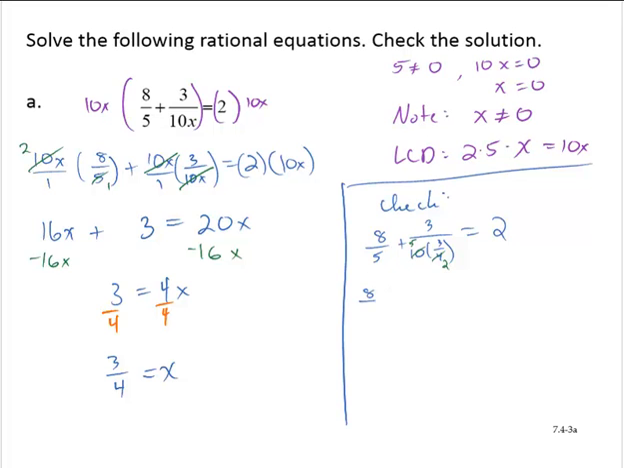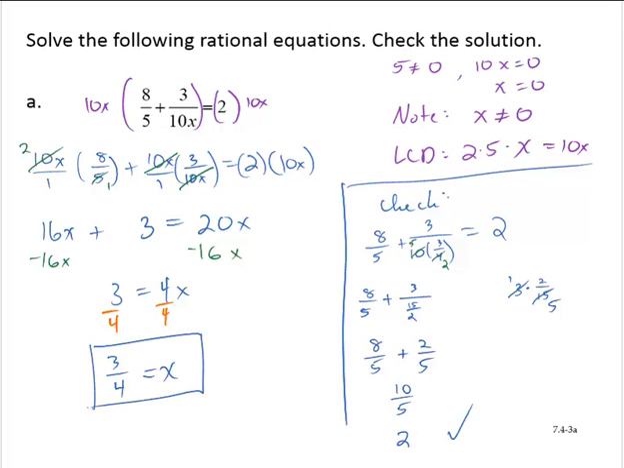So that's 8/5 plus 3 over 15/2. Now 3 divided by 15/2 is 3 times 2/15. Reducing between the 3 and the 15, leaving a 1 and a 5, I get 8/5 plus 2/5, which is 10/5, which is 2. And so x equals 3/4 is a solution of the equation.